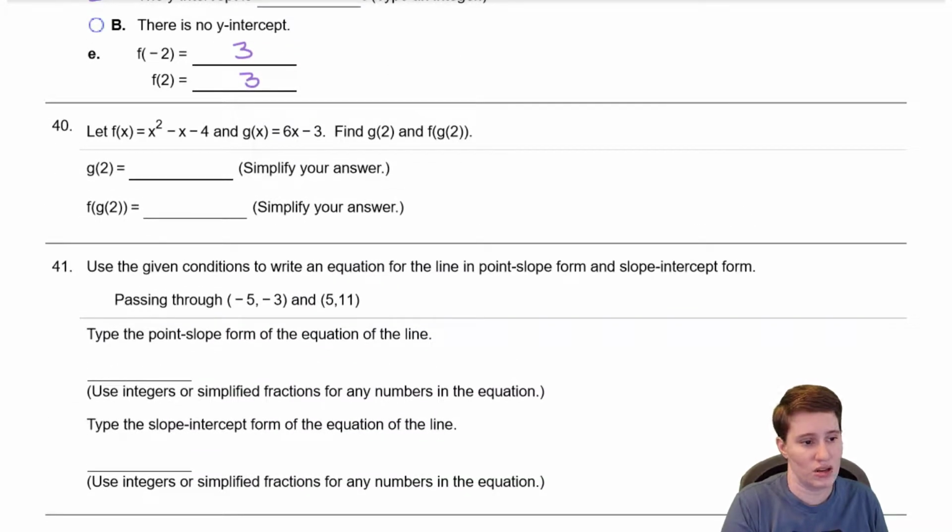We're moving right along here. So this is asking us, it gives us an f of x and a g of x, and it asks us first to find g of 2, and then to find f of g of 2. This is called composition of functions whenever we do the second one.